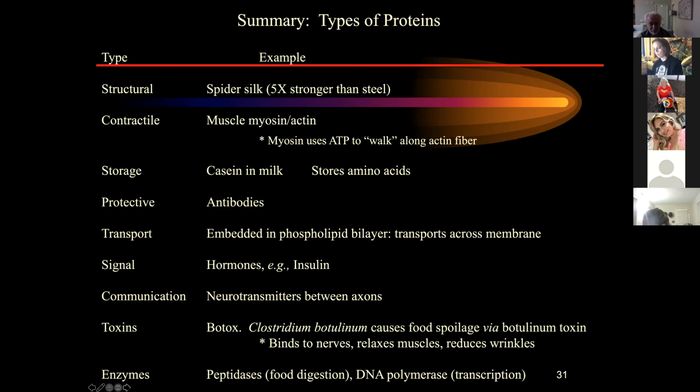And the last slide in this set is just a summary that I put together of all the different types of protein and examples of each. This slide set is in your Canvas container. I will put the recording of this session also in your container, or I'll send it to you as an announcement.